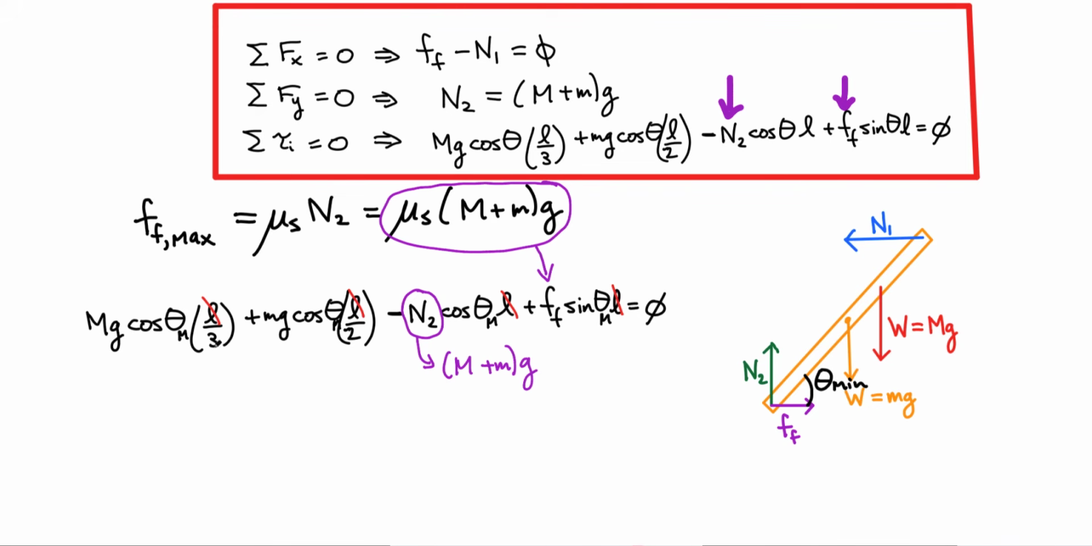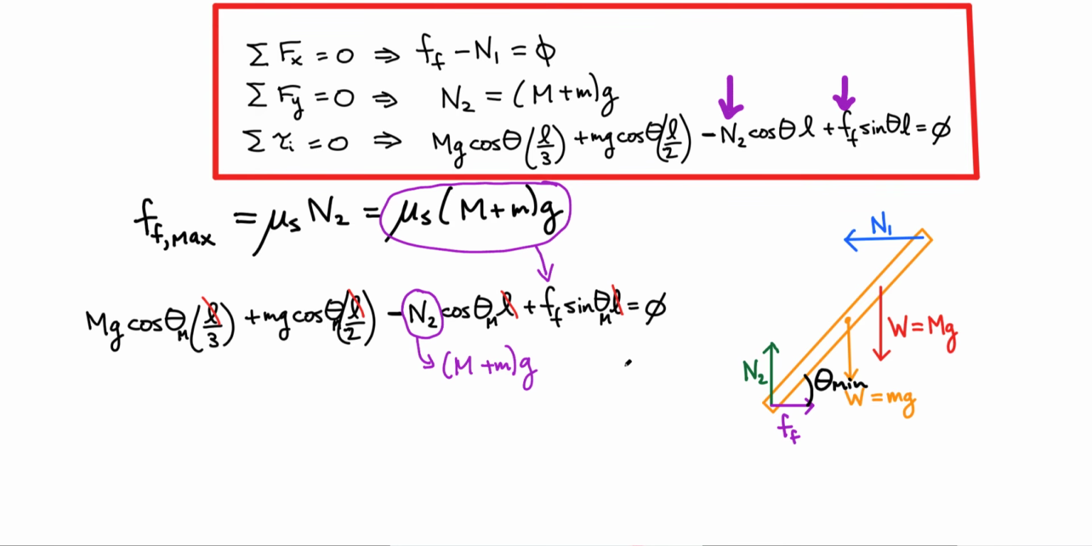Now the reason you have a third here is because that was where the painter was standing, right? He was 1/3 from the top. And the reason you had 1/2 over here was because the weight of the ladder is acting at the center of mass, and I've taken that point to be at the midpoint of the ladder. So let's start with this expression over here.